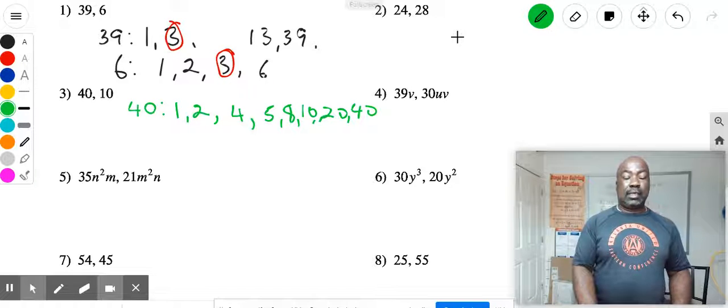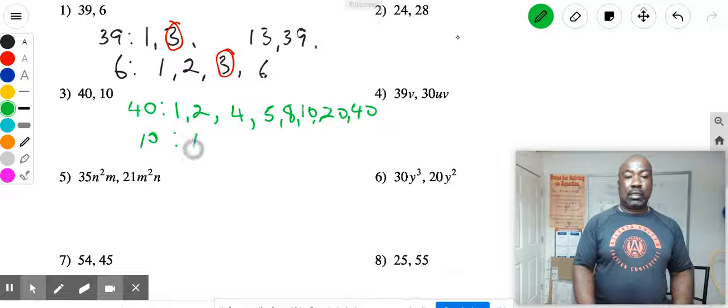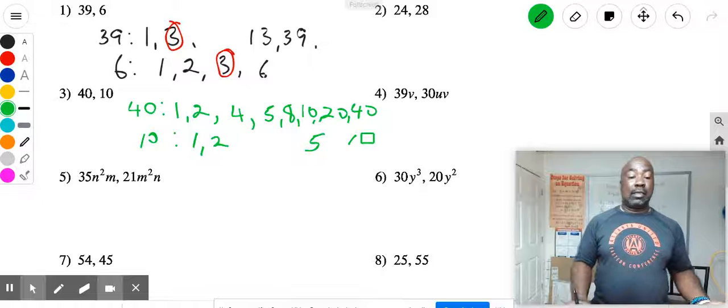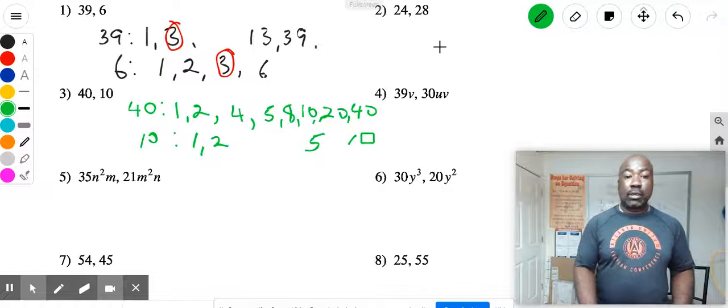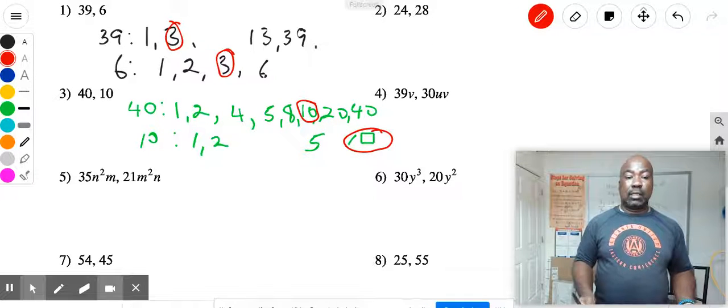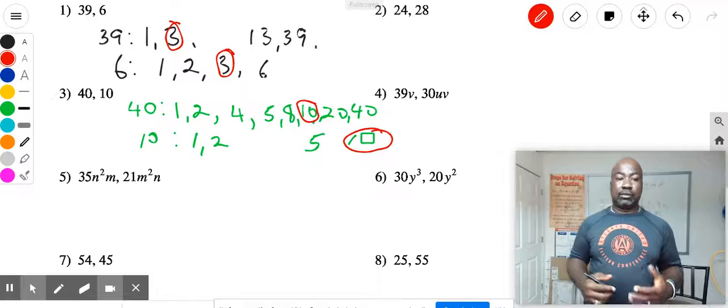Now I will go into 10 right here. I'll say 1 times 10. And we'll say that's a 10 right here. And then we go 2 times what number? 2 times 5, right? And are there any other factors? No. So your greatest common factor right here would be 10. Easy peasy. So your GCF will be 10.